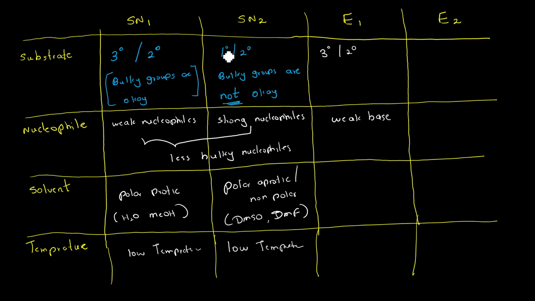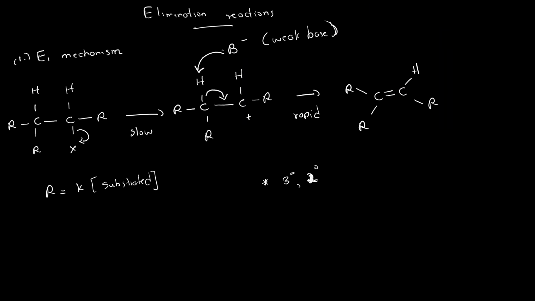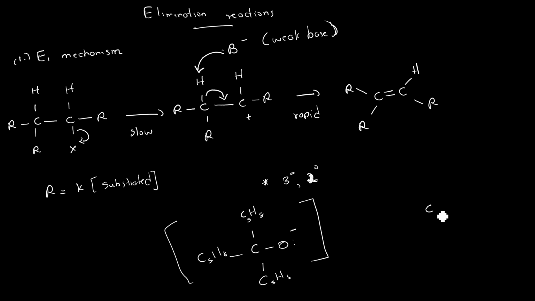Here in our substitution reactions, we have been told that our nucleophile should be less bulky. The less bulky our compound is, the more likely it is to be a nucleophile. So if you come up with a nucleophile with much more bulkiness, let's say like this one, C5H8, and again C5H8, C5H8, and here you have oxygen, and this is one compound, and here you have CH3, CH3 hydrogen O minus. These are two nucleophiles, right?